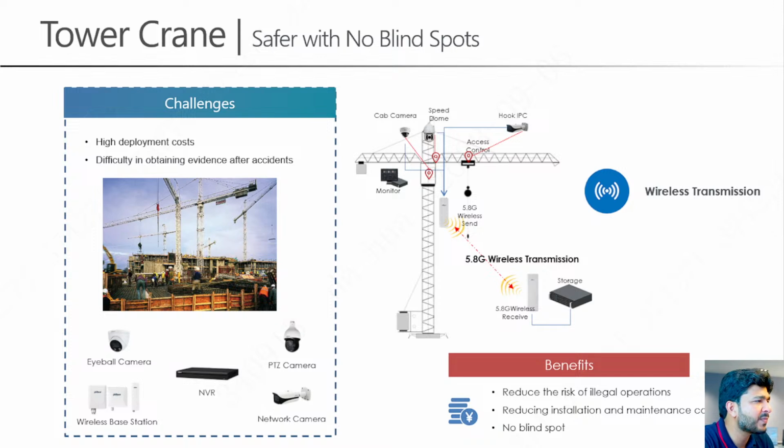But what are the devices which we use for this? An eyeball camera we can use, and a wireless base station for the connectivity between the devices installed on the crane and the control room. NVR we can use for the recording. PTZ camera we can use to monitor the required area. Whenever we want, we can move the PTZ camera and capture the required scenes. And then normal network cameras also we can use to cover other areas.